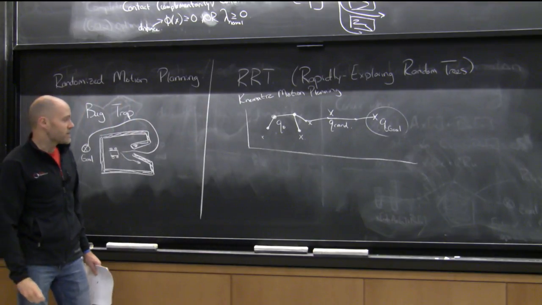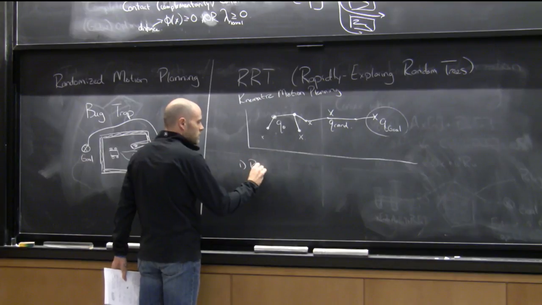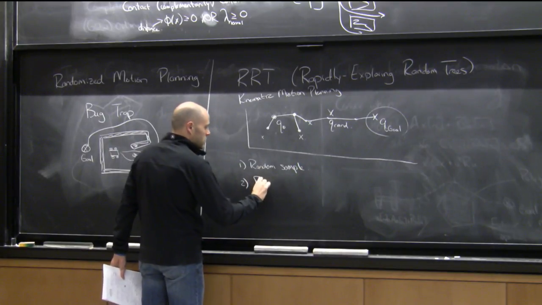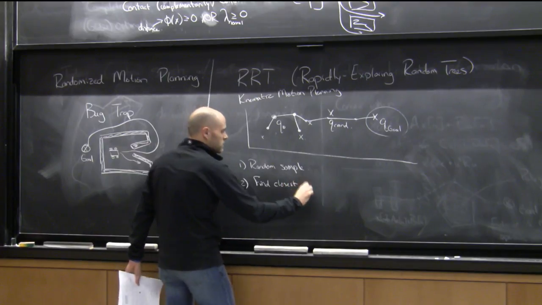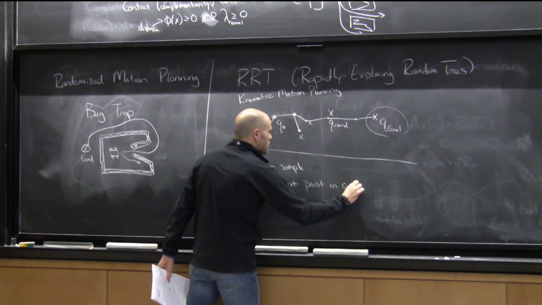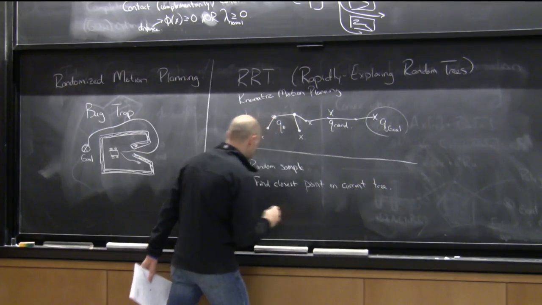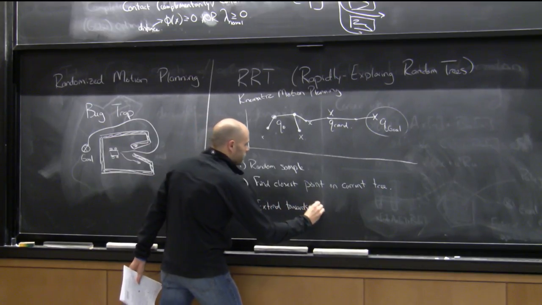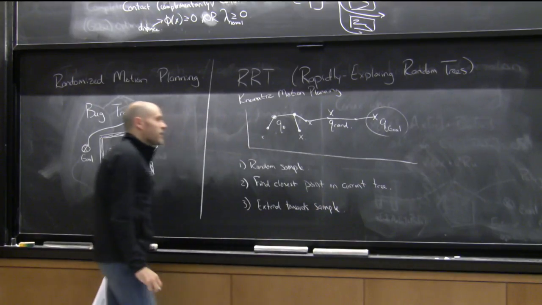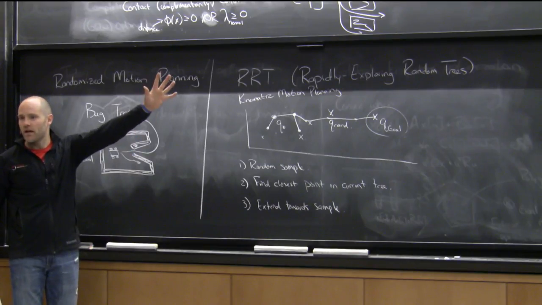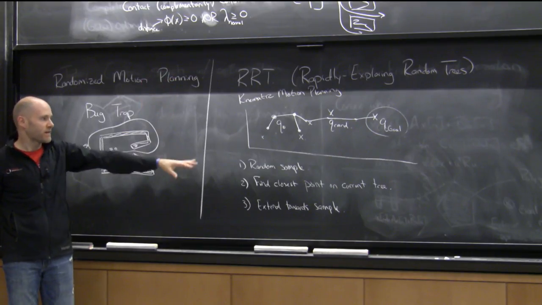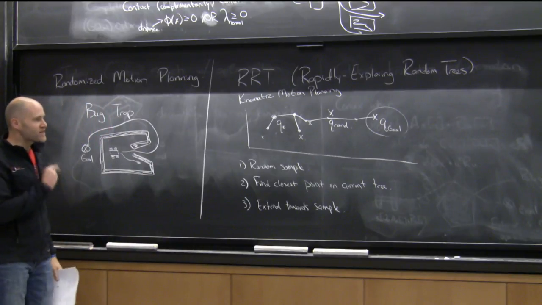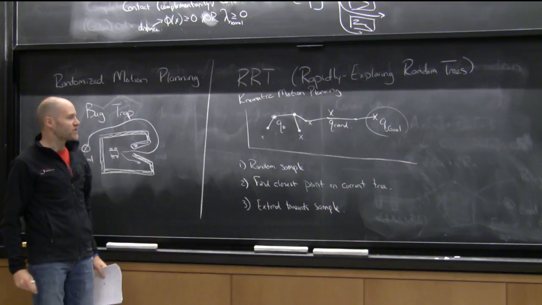Okay, that's the RRT algorithm, right? So it has some magical properties, like that bug trap animation suggested, okay? It tends to rapidly explore space. So let's contrast this with a different algorithm, which sounds very similar, but it's going to behave very differently.